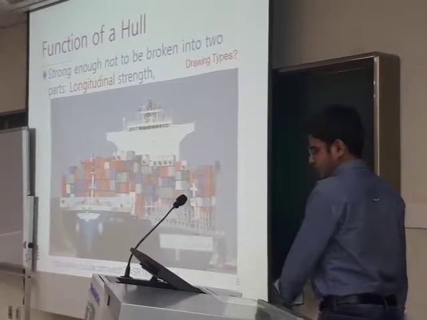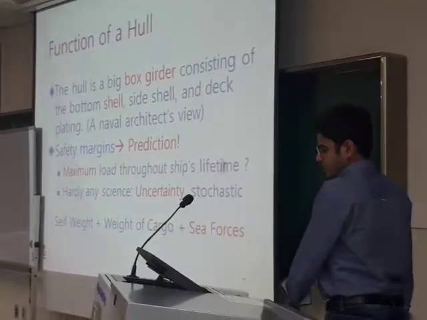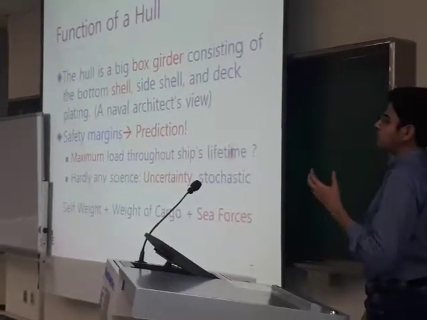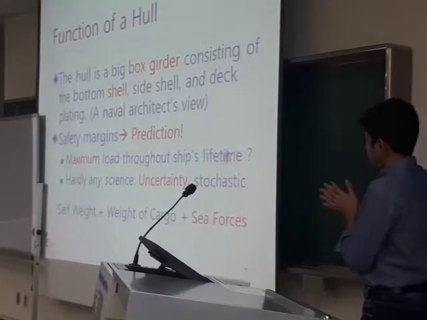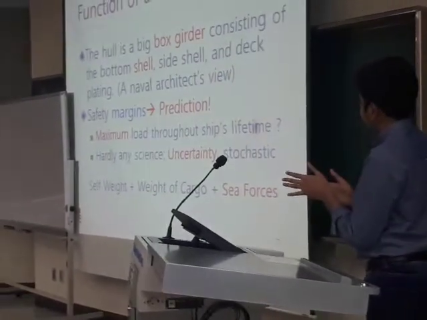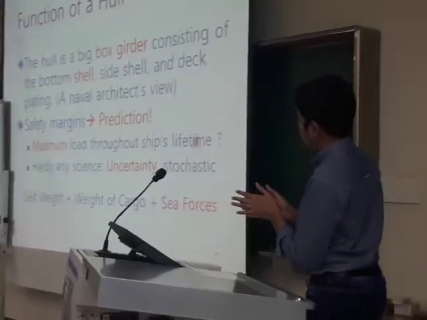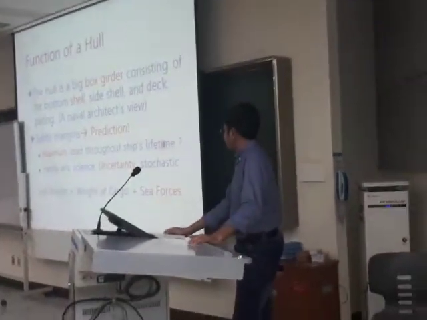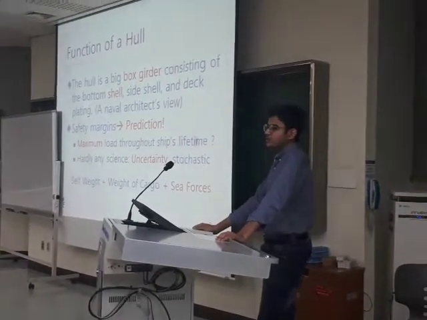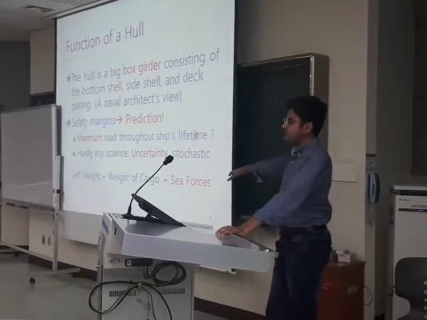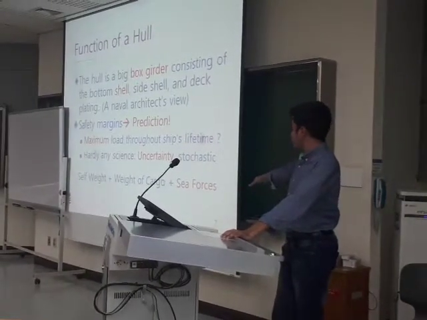So drawing types I have just told you. Function: the designers usually consider the hull of a ship as a big box with the bottom, sides, plates and deck. Safety margin: since the hull is going to support self weight, weight of the cargo and the forces which it is going to encounter in the ocean.